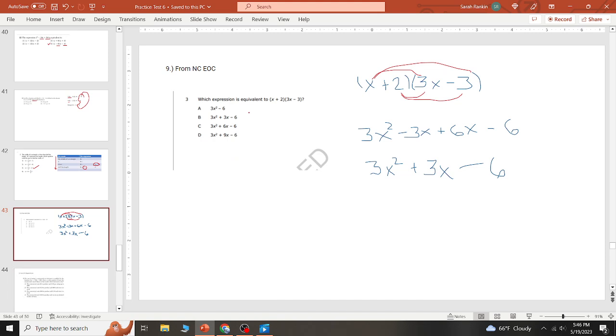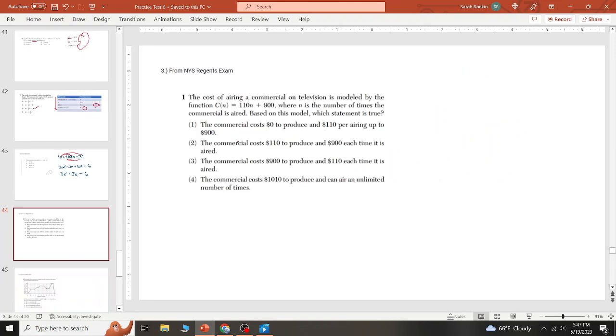Which expression is equivalent to this? Well, okay, all we have to do is FOIL and we get it all done. The cost of producing a commercial a certain number of times, based on this model, which statement is true? Well, okay, let's see. What this is saying is for each one it costs $110 and there's a startup cost of $900. So the commercial costs $900 to produce, so no matter how many I make, I have to pay $900 and $110 each.